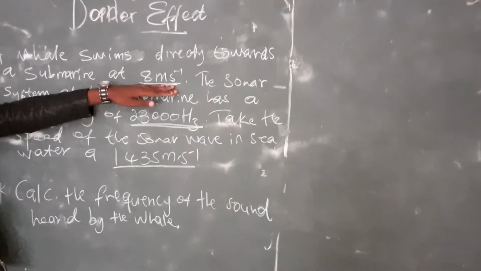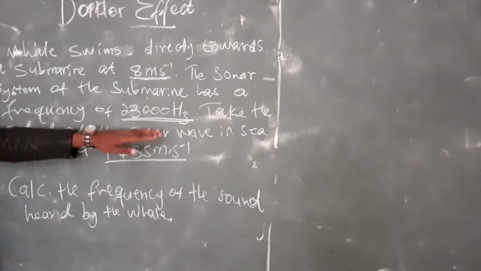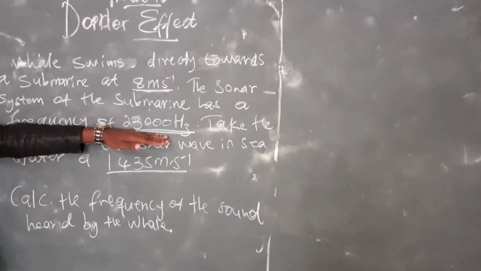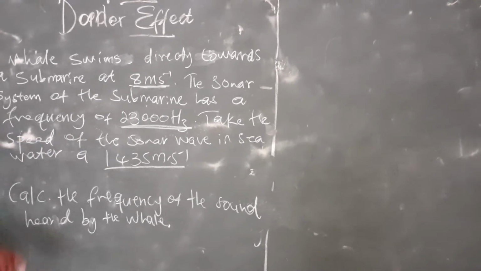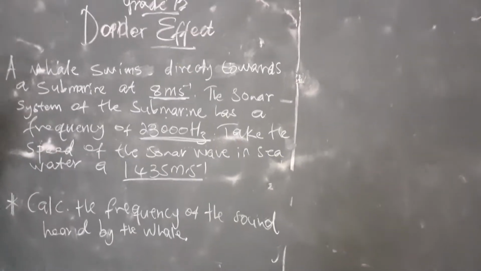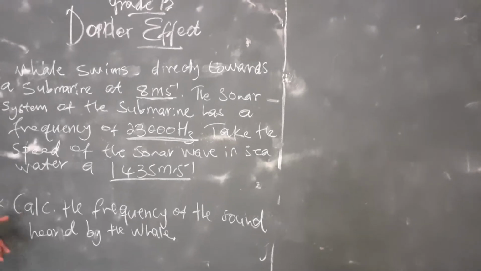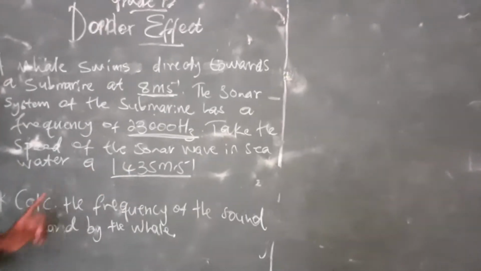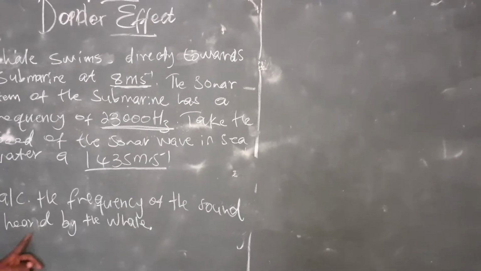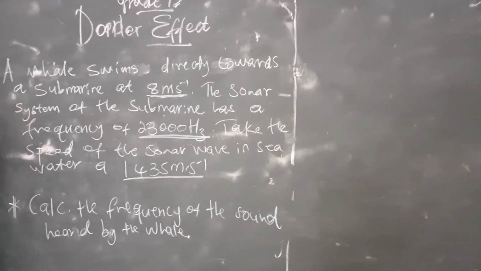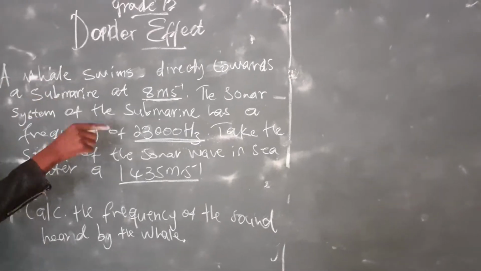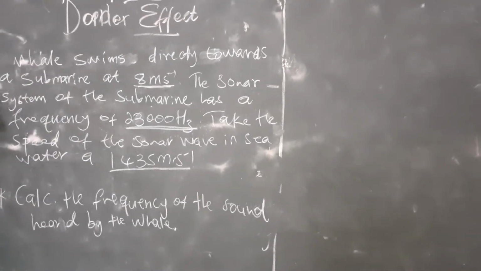They gave us the speed of the listener. Now they gave us the frequency of the source. But remember, the sonar system is the source, and the whale is the listener. Now the question says that we shall calculate the frequency of the sound heard by the whale, meaning that the whale is our listener and the source is our sonar system, or our submarine.